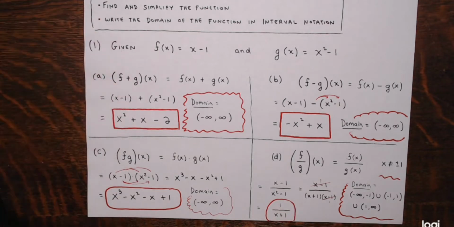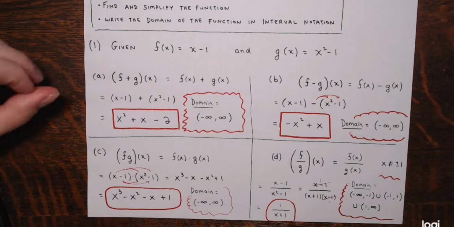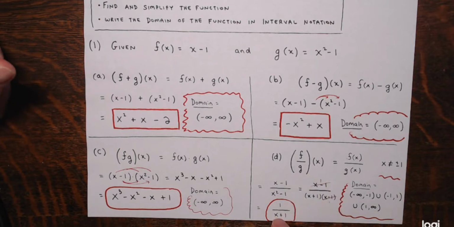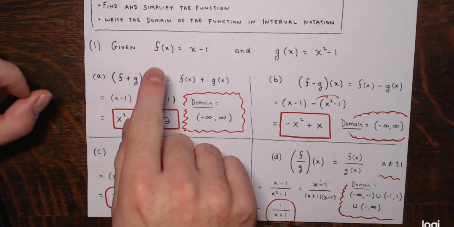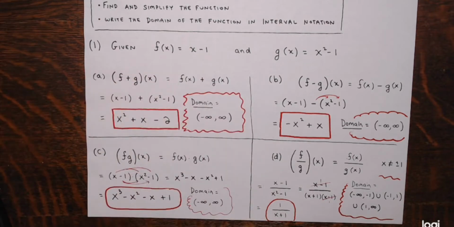Great. And again, you can plug in any number you want for x, just not 1 or negative 1, because that will make you divide by 0 somewhere in this problem. And you can't divide by 0, right? That's undefined. Great. And again, easy as this stuff, we're going to do the same for all the examples I have in the rest of the video.